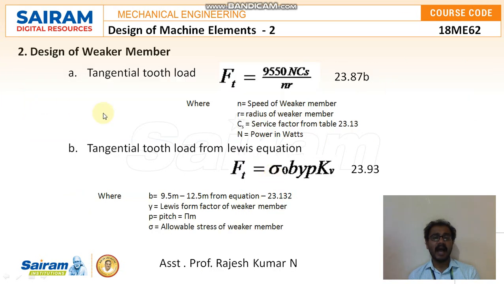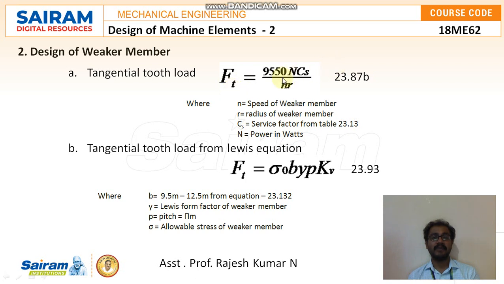Next, after identifying the weaker one, whether the gear or pinion, we need to focus our design on the weaker member only, because the other one is by default a stronger one. So in the design of the weaker member, we need to find the tangential tooth load from the design data handbook, chapter 23, equation number 23.87b. The tangential tooth load is denoted as Ft.